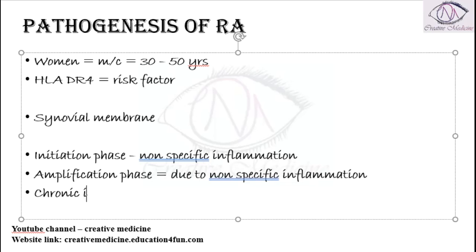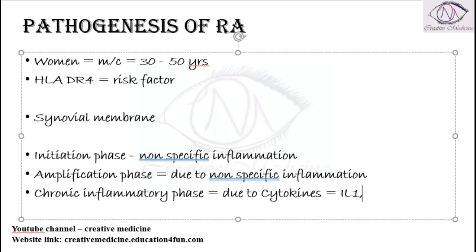Then we also have the chronic inflammatory phase. The chronic inflammatory phase is mainly due to cytokines like interleukin 1, tumor necrosis factor alpha, and interleukin 6, which will result in the chronic inflammatory phase. So these three phases will result in inflammation of the joints and the cavities.